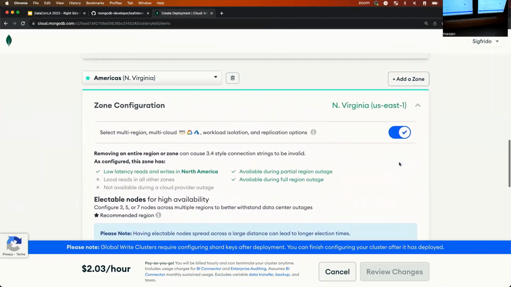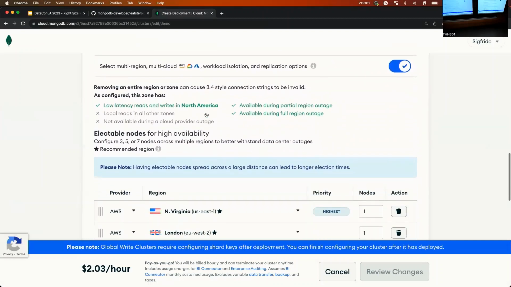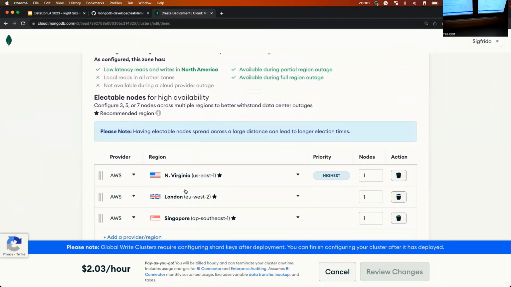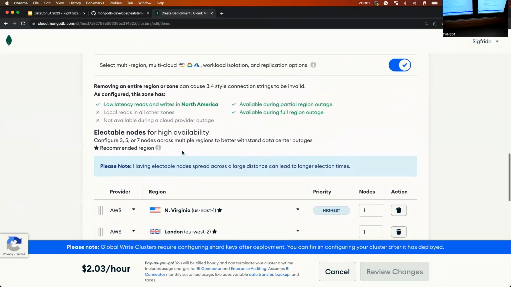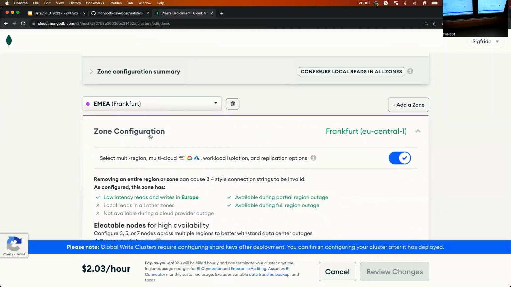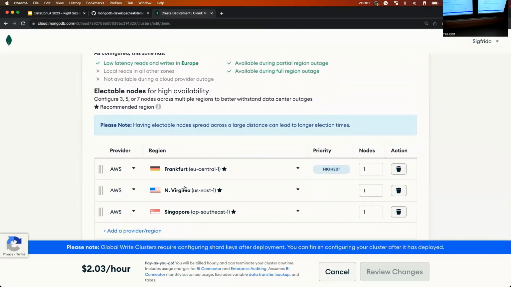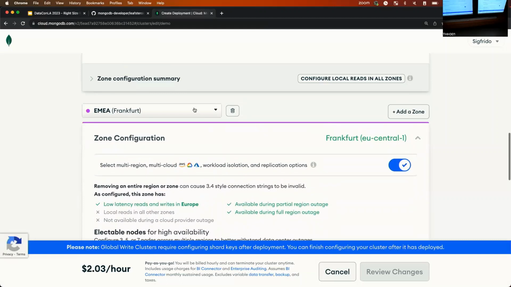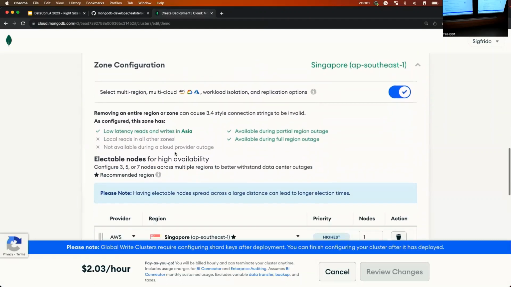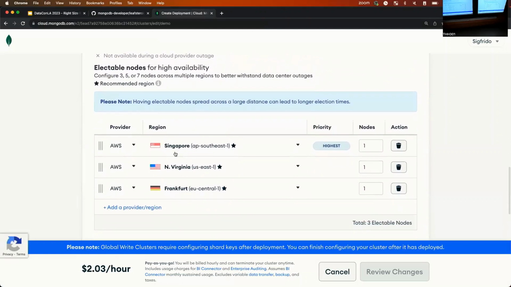For example, the Americas primary is in Virginia, but then we have a copy in London and one in Singapore. And for the EMEA one, the primary is in Frankfurt, but then we have Virginia and Singapore. So basically, we have a primary, and then its 2 replicas are in the other 2 regions, or the other 2 zones, I'm sorry. And finally, the primary is in Singapore, with the copies in Virginia and Frankfurt. Right? So, what does it actually look like?